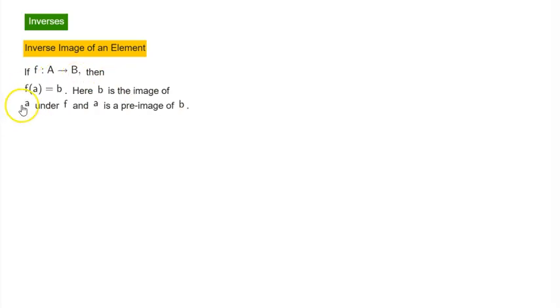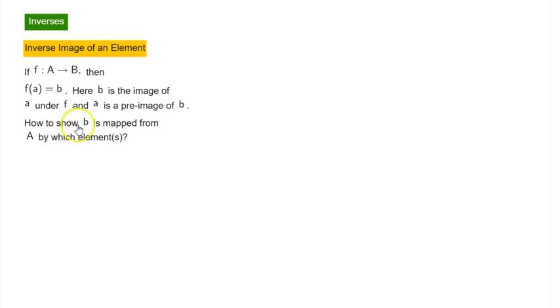Let us look at the concept of inverses. So, inverse image of an element. F maps A to B, then F of A is equal to B. Now, here B is called the image of A under F, and A is a pre-image of B.